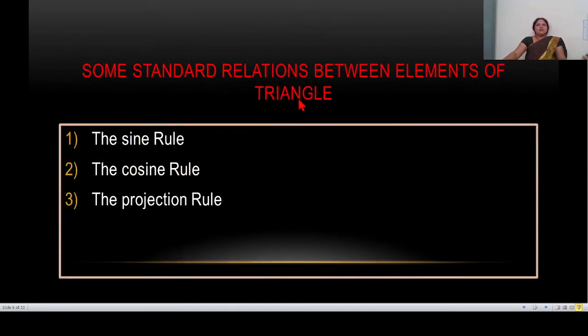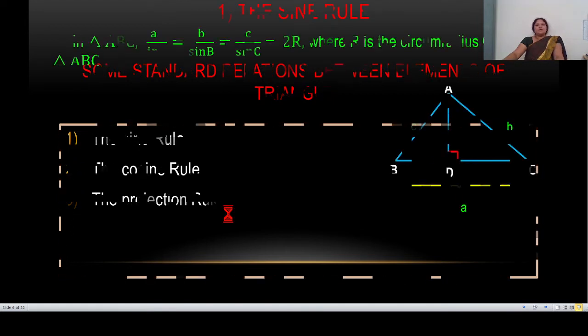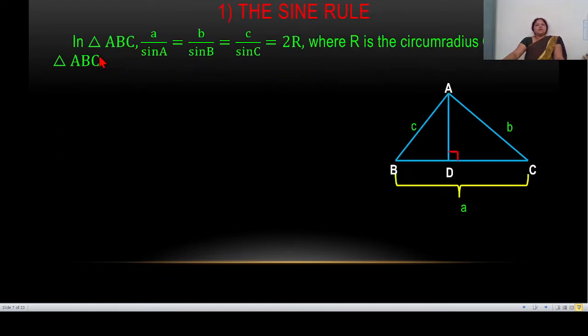Some standard relations between elements of a triangle: the sine rule, the cosine rule, the projection rule. First, the sine rule. In triangle ABC, prove that a upon sin A equal to b upon sin B equal to c upon sin C equal to 2R, where R is the circumradius of triangle ABC.